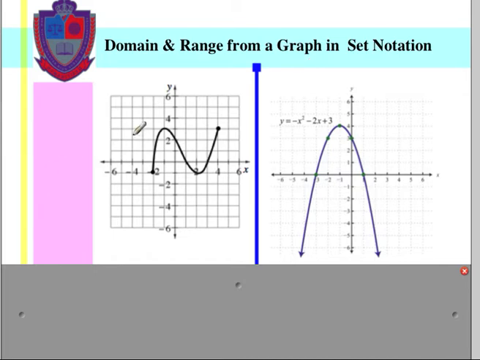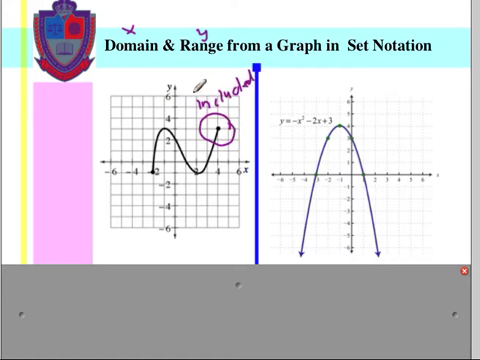Now let's see. Identify the domain and range from a graph. So this is my graph. Remember, domain has to do with my x and range has to do with my y. So domain is everything on my x-axis. Notice it's here at -2 and 4. Notice the circle, and it's a closed circle, meaning that the number is included.